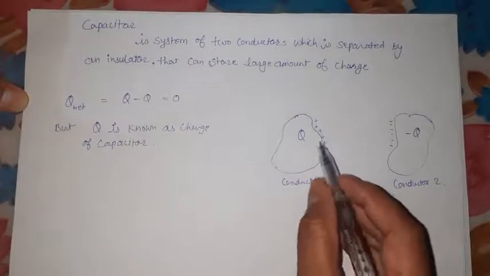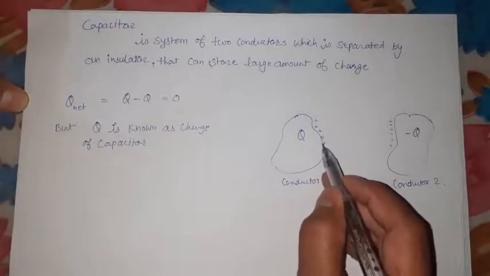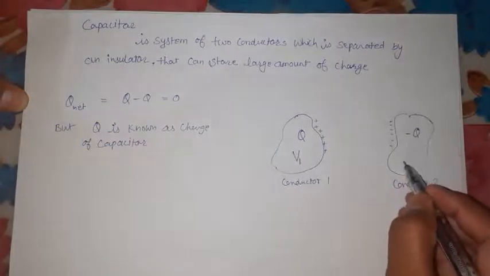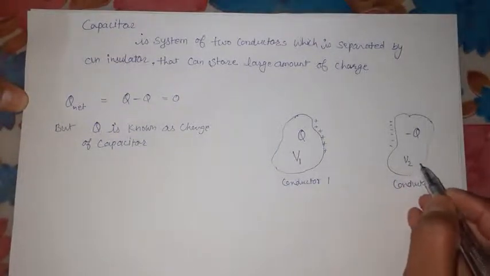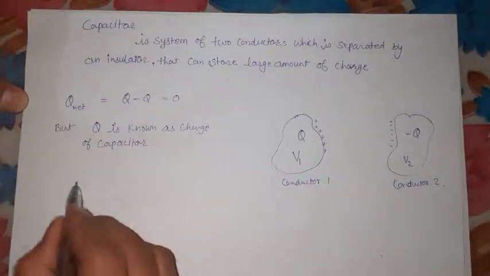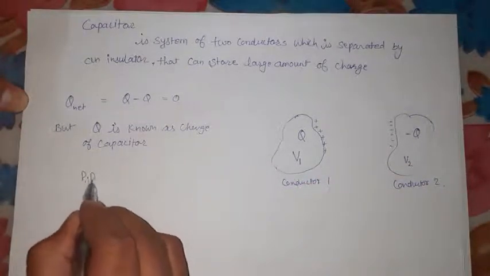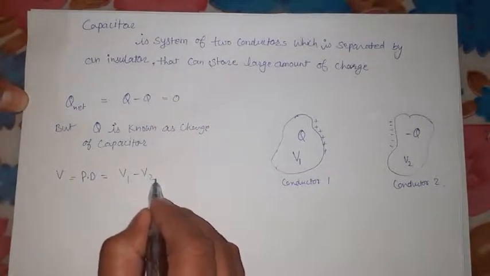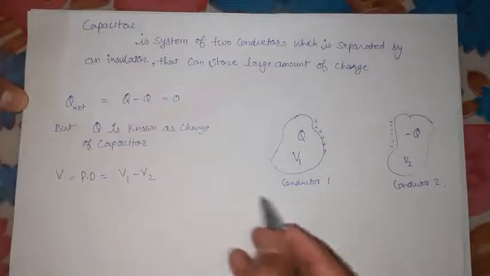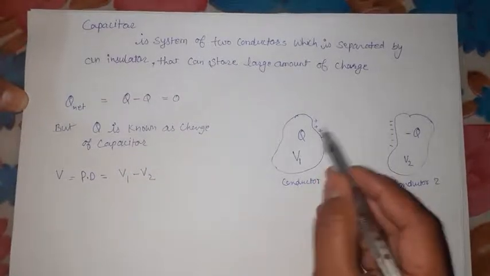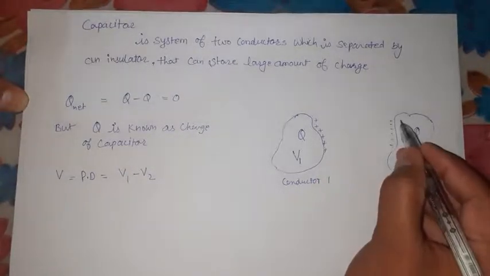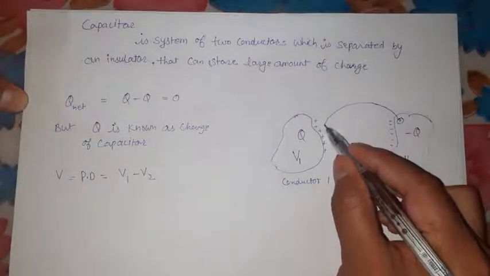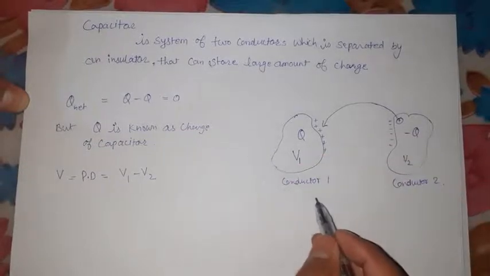Okay, now over here, students, when positive charge has exceeded over here, it becomes high potential and this becomes low potential. So there is a potential difference, which is v1 minus v2. We have already defined that potential difference is the work done in taking the charge from the second conductor to the first conductor against the field.